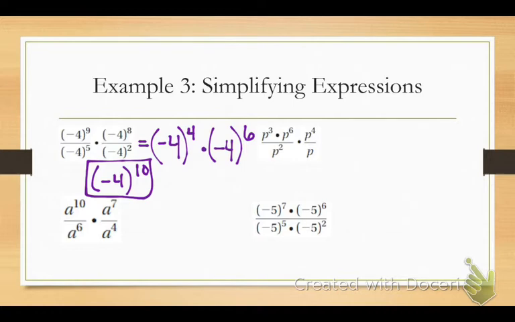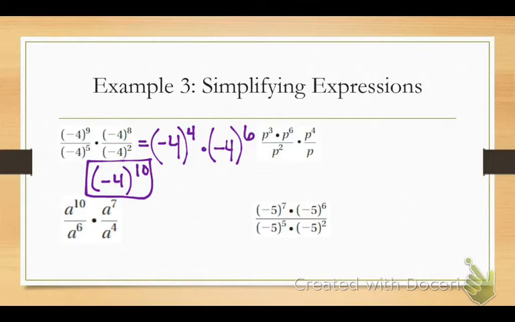Here's my next one. P to the 3rd times P to the 6th over P to the 2nd times P to the 4th over P. What do you notice about all the terms in that expression? They all have a base of P, which means quotient and product of powers, it's just a matter of getting the order right. So what we want to do is simplify the first fraction and simplify the second fraction. Okay? Simplify your fractions first.